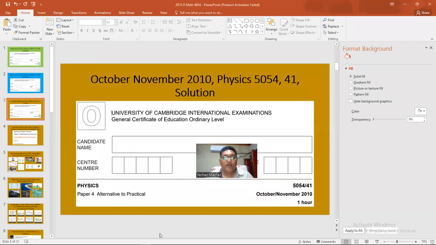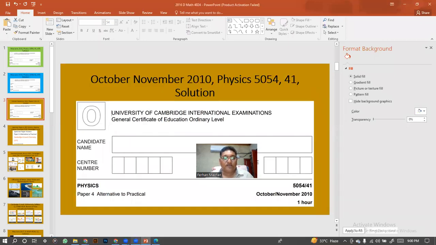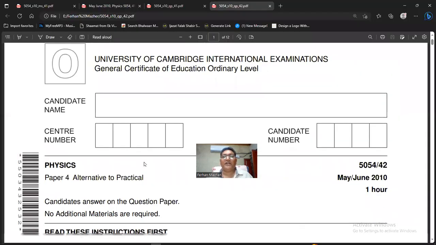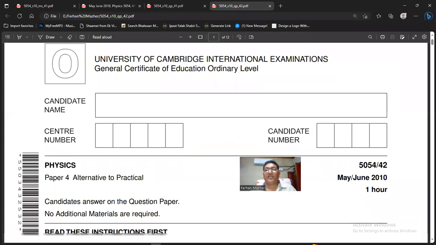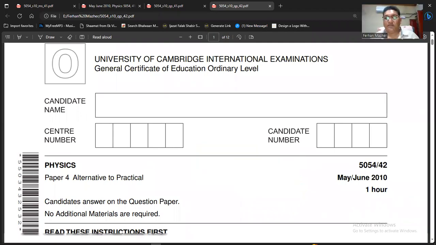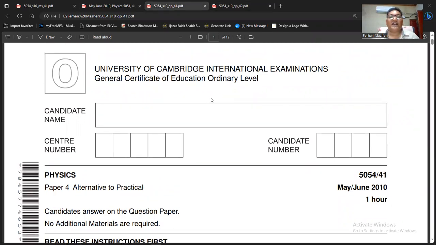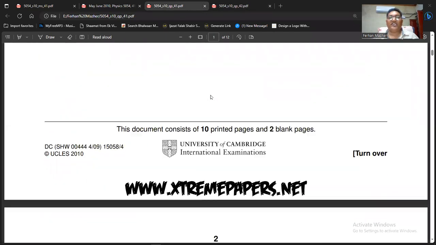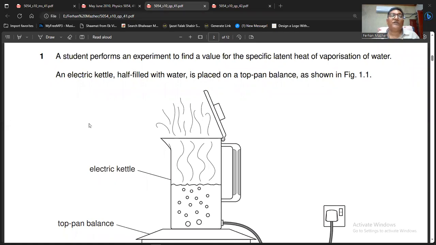So here we go. Here we have the paper, May, June 2010, 4-1 paper, the time allowed 1 hour. And let's start today's paper. He says, a student performs an experiment to find a value for the specific latent heat of vaporization of water.